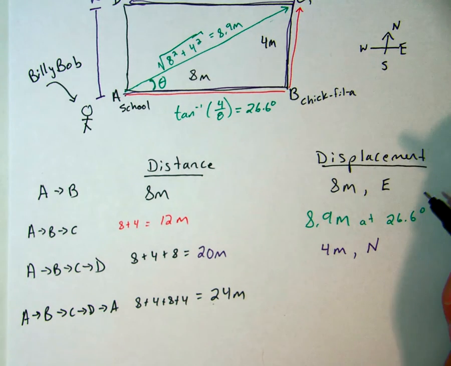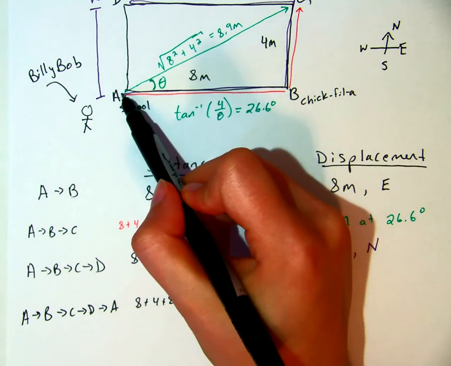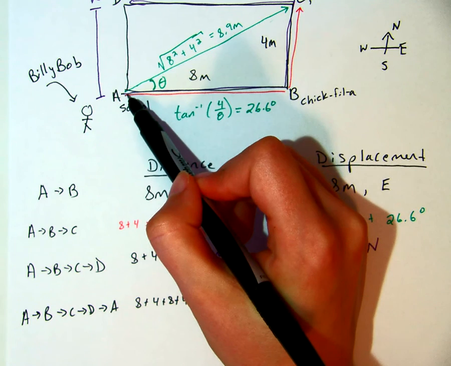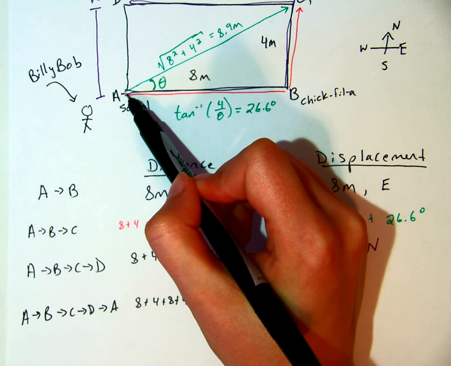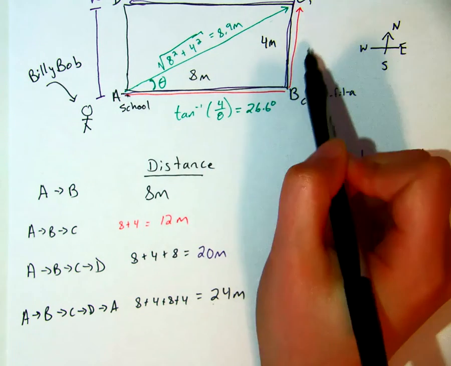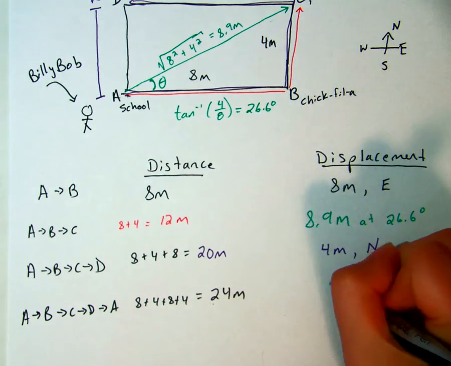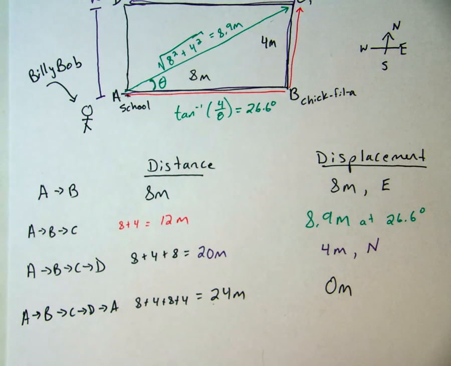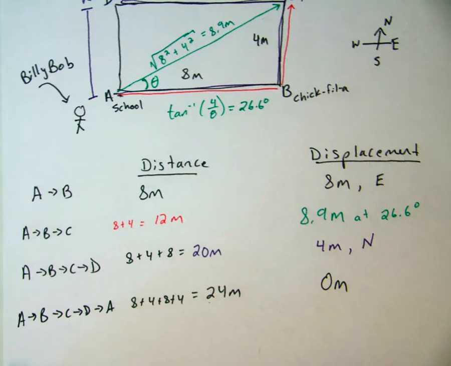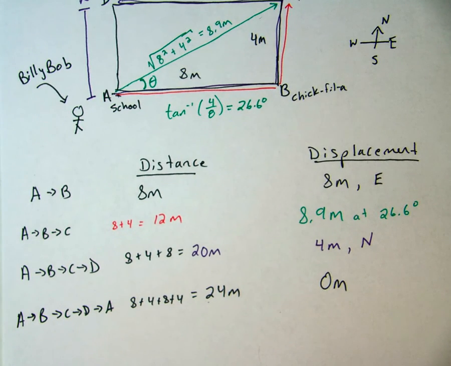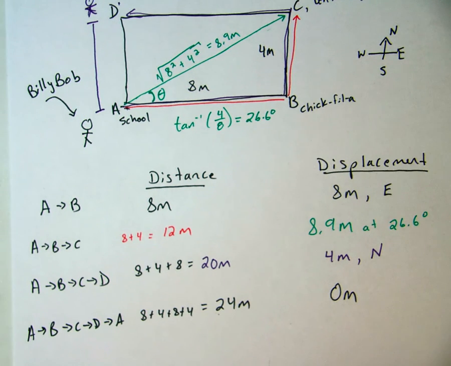What about our displacement? Well, we started at A, and now we're back at A. So what's the distance? Displacement. Our displacement would be 0. If we start and stop in the same place, have we really gone anywhere? No, we haven't. Our displacement would be 0. Now notice I'm not going to include a direction here. If you start and stop in the same place, there's no need to say I went north or south or east or west. It doesn't matter. You've ended up in that same exact place.